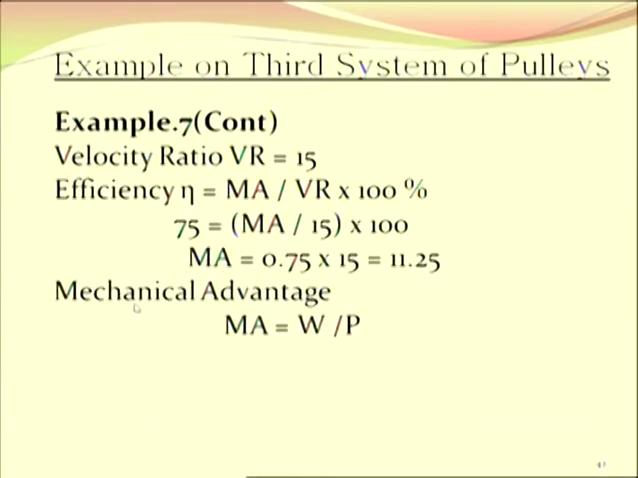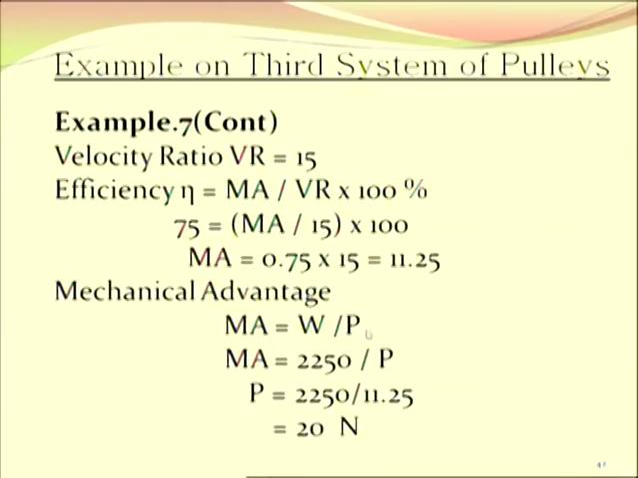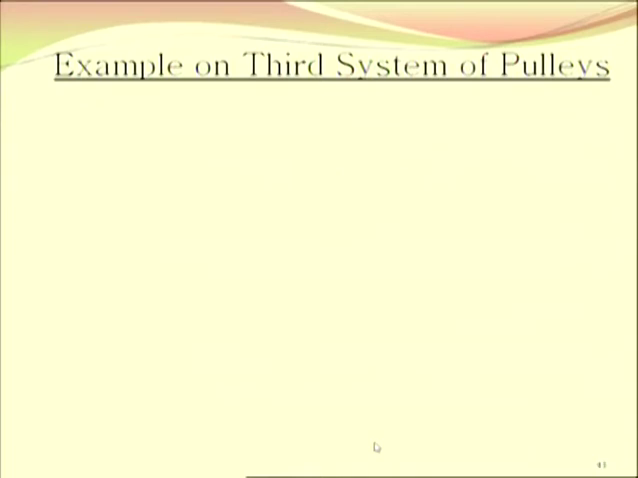Now mechanical advantage is nothing but the ratio of load to effort. As MA is equal to W upon P, putting the value of W, we can say 2250 upon P. Putting the value of MA as 11.25, we can simplify P as 2250 divided by 11.25. So ultimately it results as 20 Newton. So we have obtained the effort, that is 20 Newton.